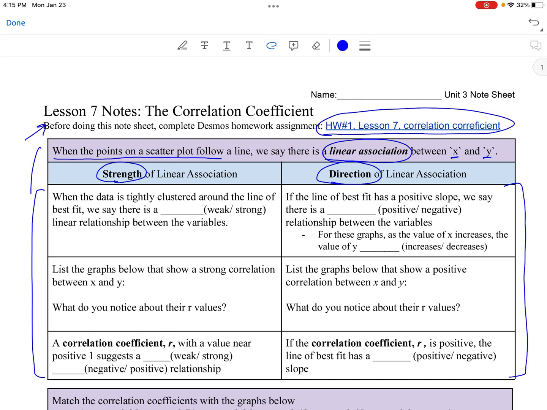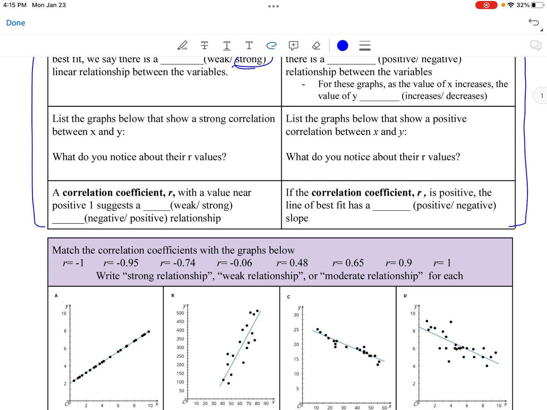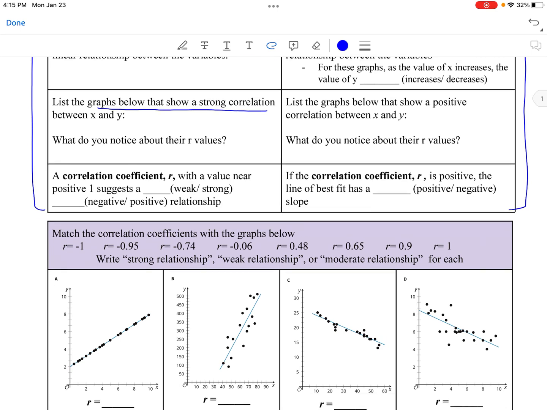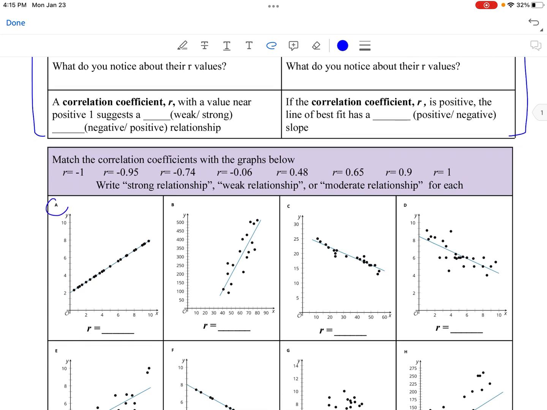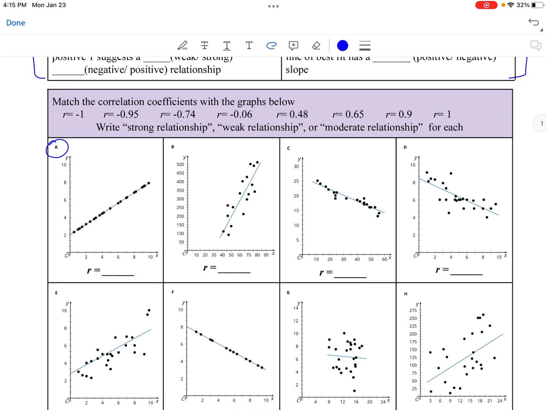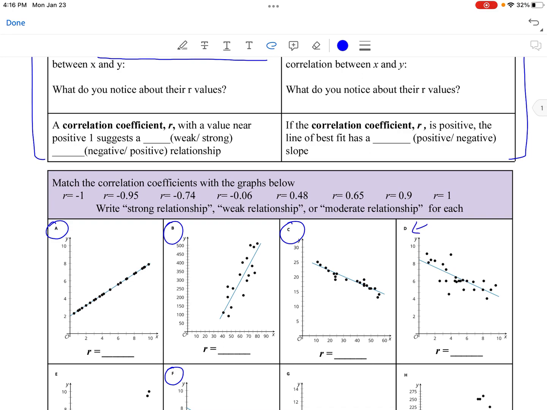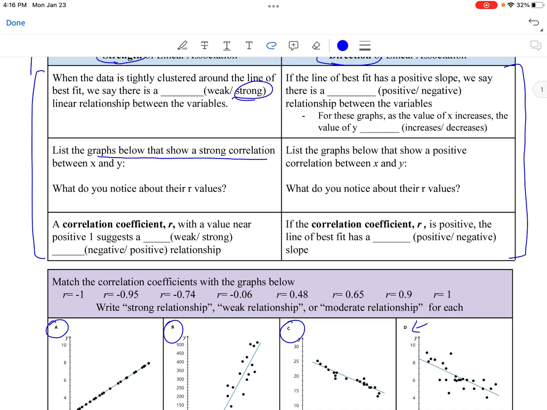All right, coming back from your pause, let's see how you did. When the data is tightly clustered around a line of best fit, we say there's a strong linear relationship. When it's not tightly clustered, that would be weak. List the graphs below that show a strong correlation between x and y. So you may have said A, that shows a really strong correlation, right? F, very strong. And then some of these other ones are still pretty strong as well. B, I would say, C, are all strong linear associations. You might have even said D. D is pretty strong too. So A, B, C, and F.